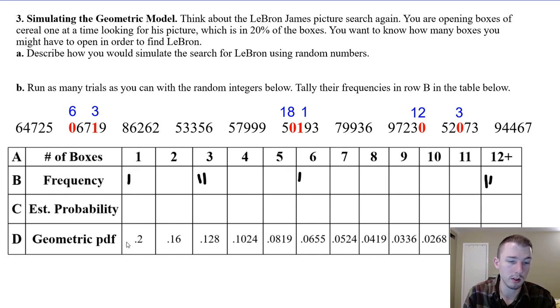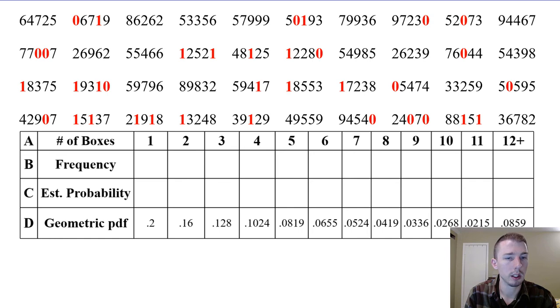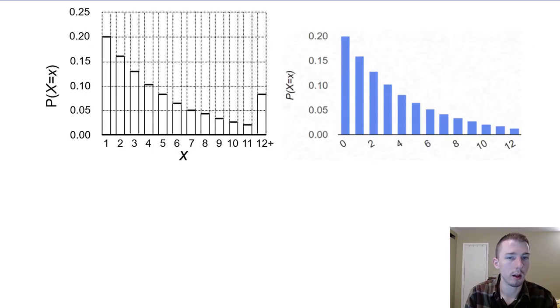But then compare it to the geometric PDF. This is what the probability should be, and we know that from our geometric probability density function model, and see how close it is based on our simulation, which is kind of cool. I enjoy that kind of stuff. All right, so there's the rest of them. You can do that. This is what it should look like, by the way, in case you're curious. So it should be a 20% chance, and then 0.16, 0.28, and it just goes down each time.